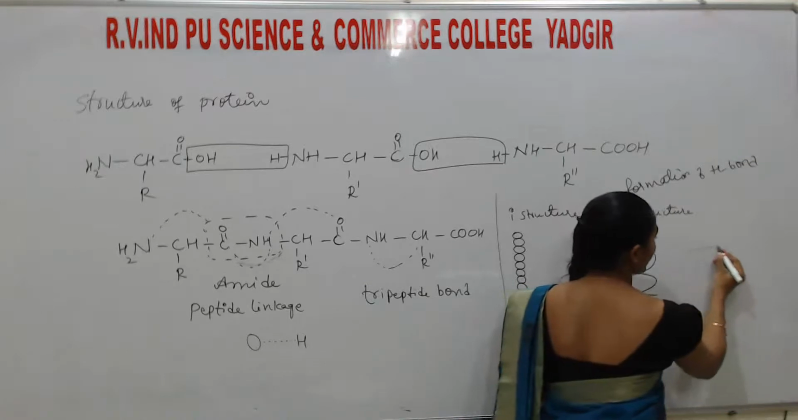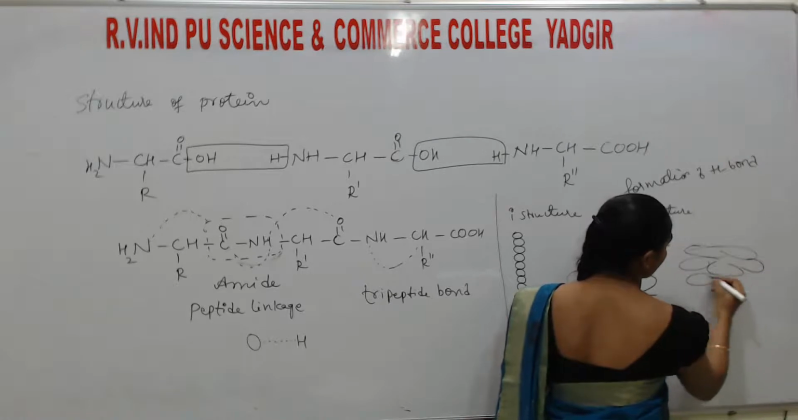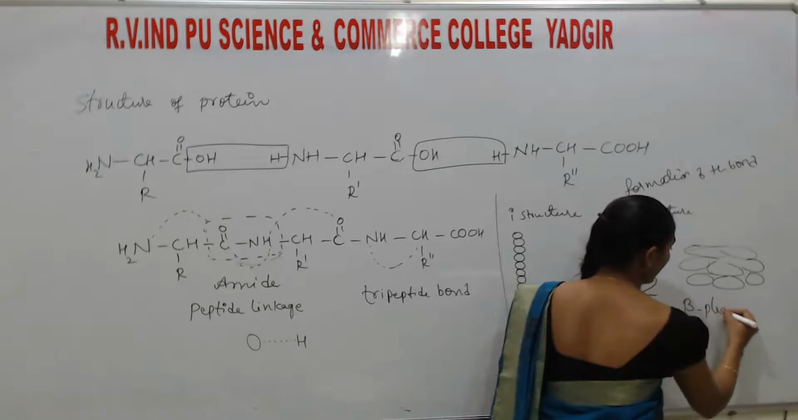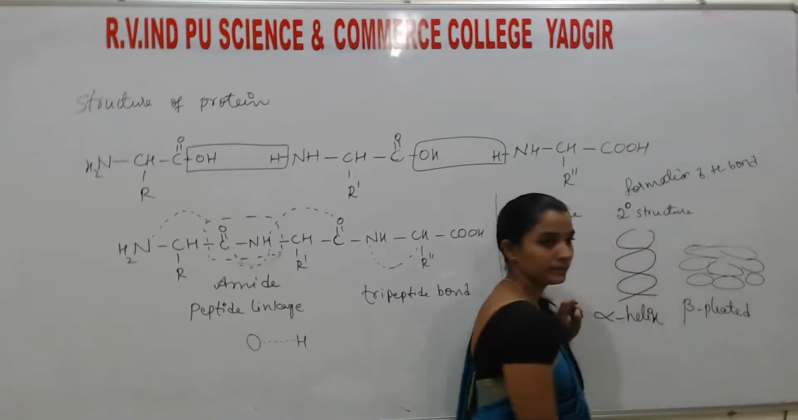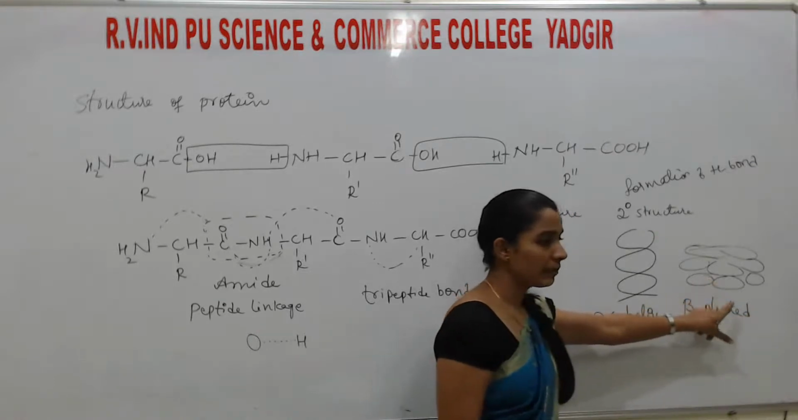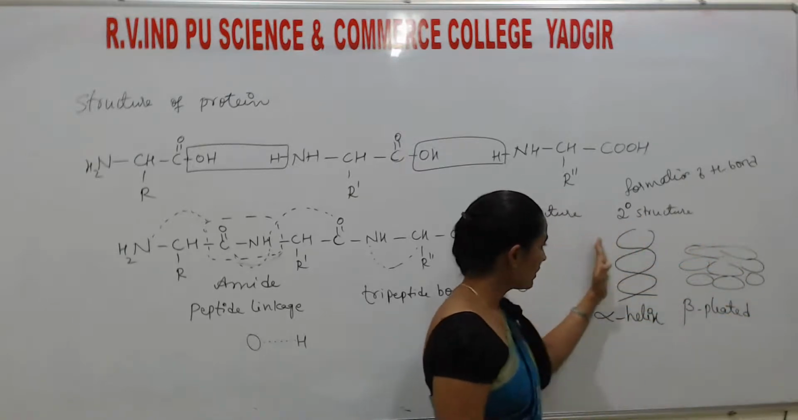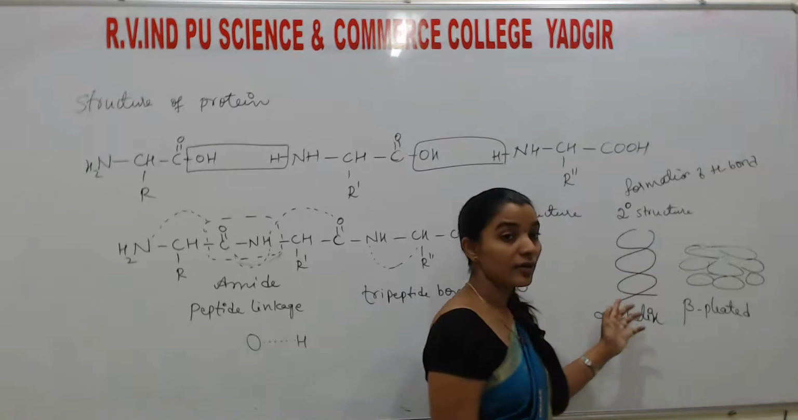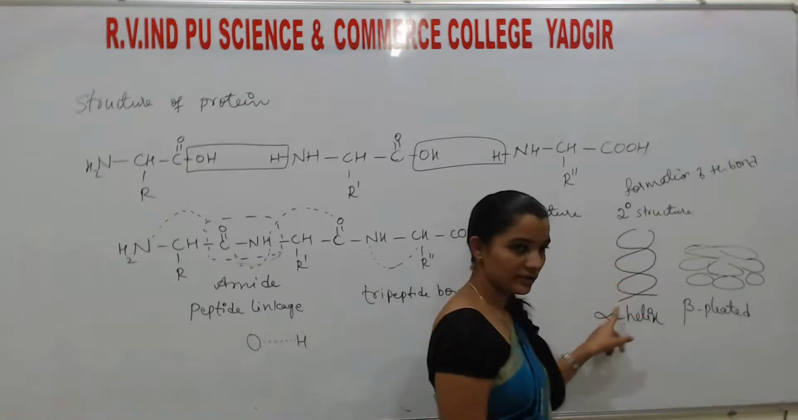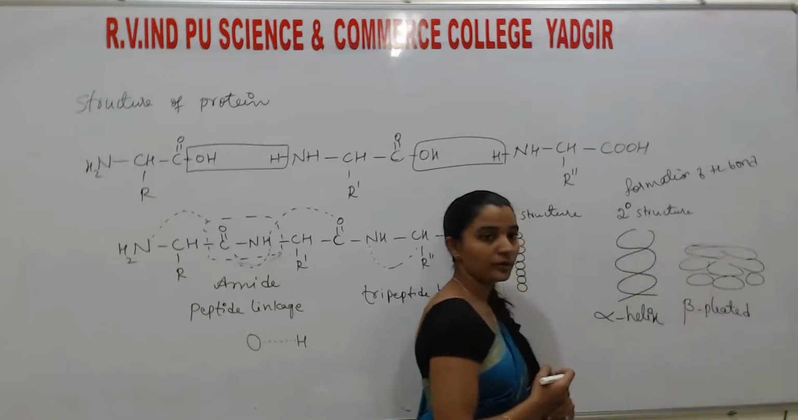Another thing is that they are arranged in the form of sheets like this. They are arranged in the form of sheets, called the beta pleated structure. Alpha helix and beta pleated. They are arranged in the form of this helix form. You studied the helix form of DNA, I think so. The helix model of DNA is in this form only. Okay, the alpha helix structure, when they form a hydrogen bond.